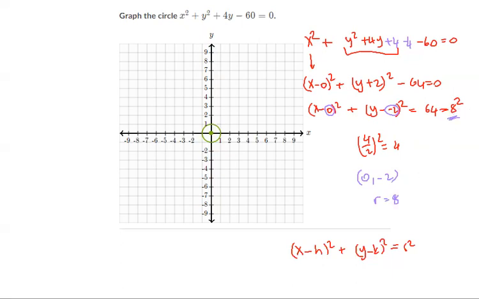Okay, so now we just need to find that point, 0, -2. So that will be this point, and I need to move 8 units in all directions. So if I go 8 units from -2, I should be getting 6, right? So it should be something like this. And this is how you can graph a circle when you are given an expanded form. But let's actually try another question.